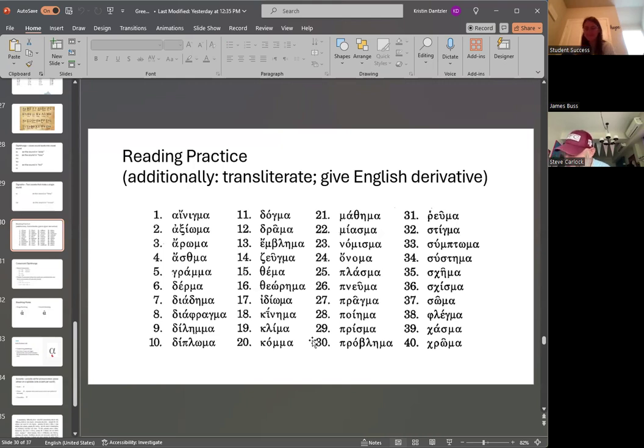Let's see. So let's go through this. So it's Rho, Omicron, Beta, Gamma. No, I'm sorry, Lambda. Good. Good catch. Eta, Mu, Alpha. Good. Very good.